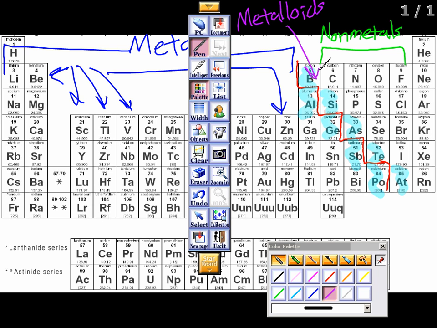The things I highlighted in blue there. So metals are on the left side of the table. Non-metals are on the right side of the table. And metalloids, they're halfway between metals and non-metals. They have some metal properties and some non-metal. They sit on a stair step between them.